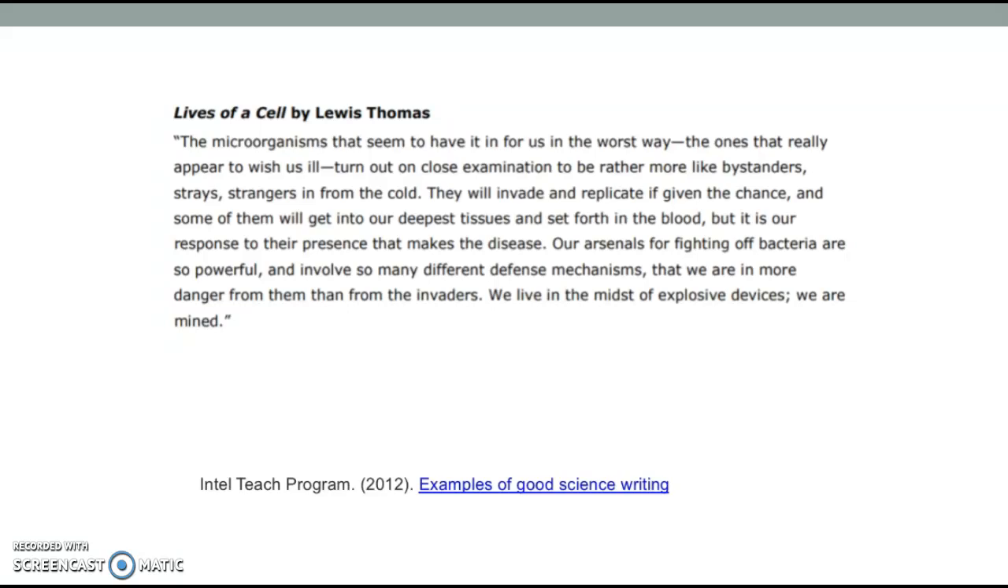So if you look at this paragraph, right in the first sentence, you see something that you probably won't see in most scientific writing. It says here, "the microorganisms that seem to have it in for us in the worst way." And I want you to focus on "to have it in for us." There are two things here. First of all, it uses "us." And in this context, it's meant to be the reader and the writer, or humanity as a whole.